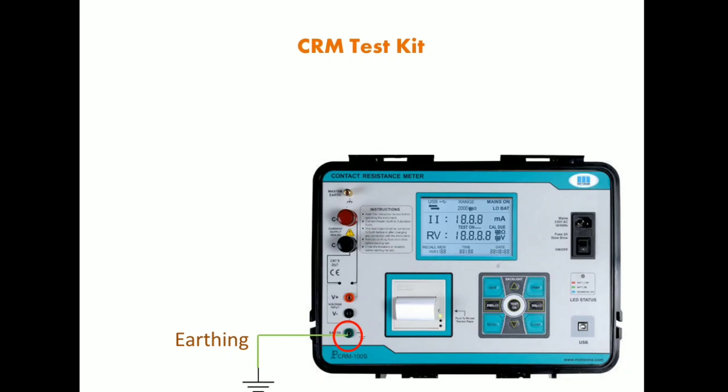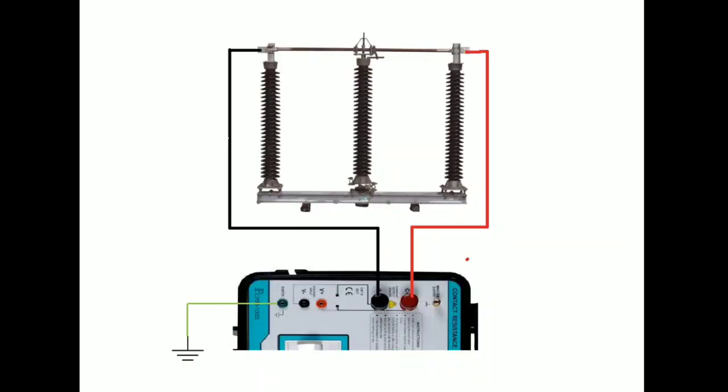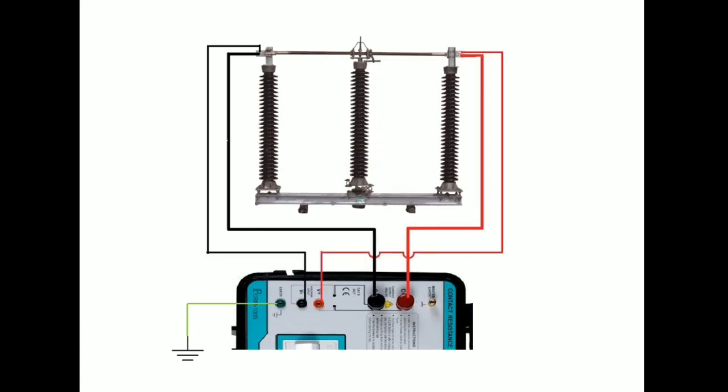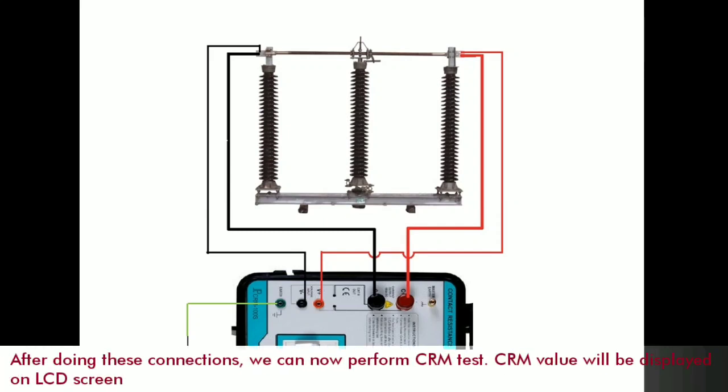Before connecting any current or voltage probes of the kit to the isolator, we must first connect the earth terminal of the kit to the isolator earthing, and then connect the current and voltage probes. As shown here, current and voltage probes are now connected to the isolator contacts.